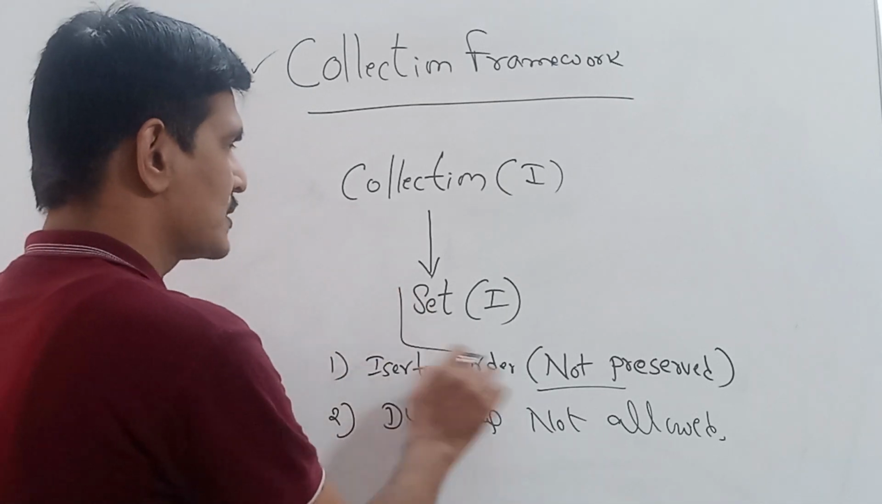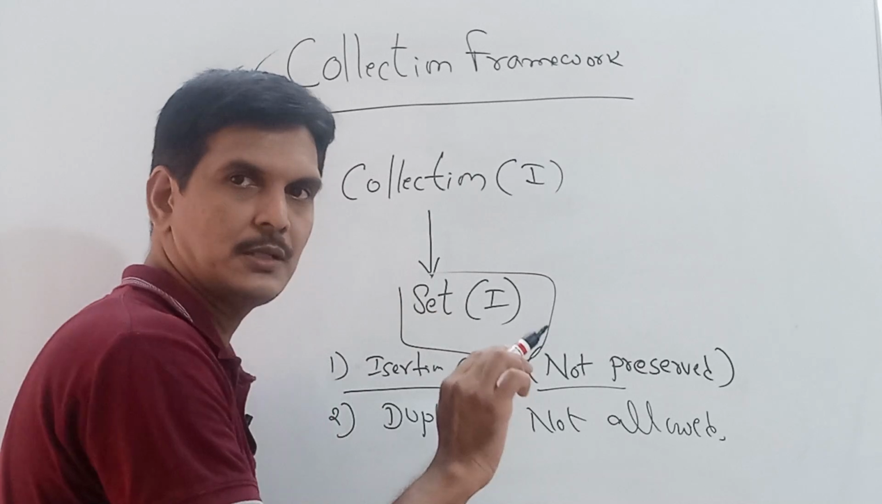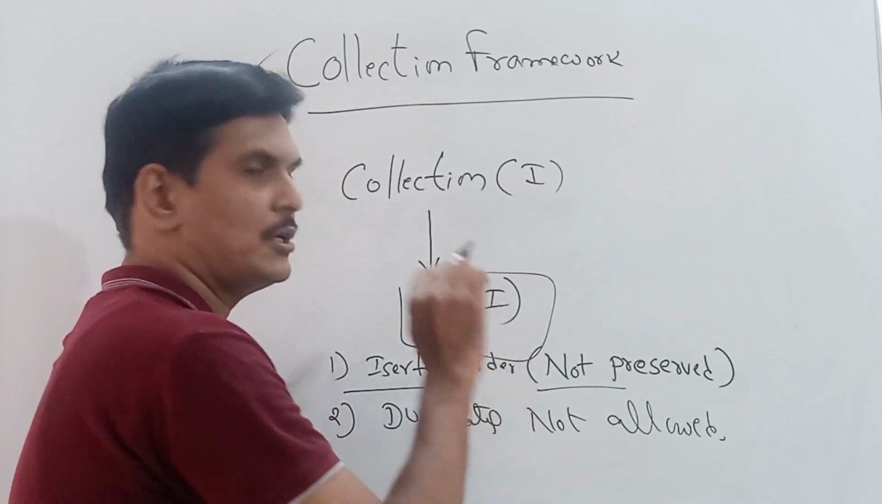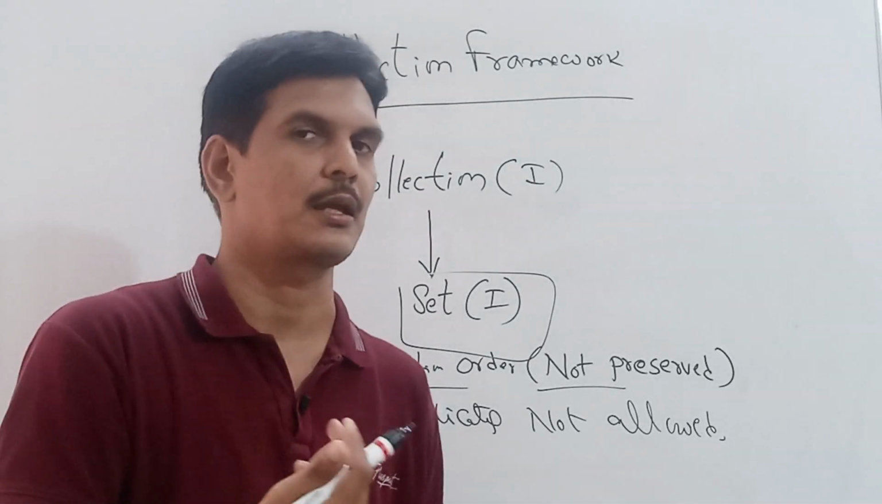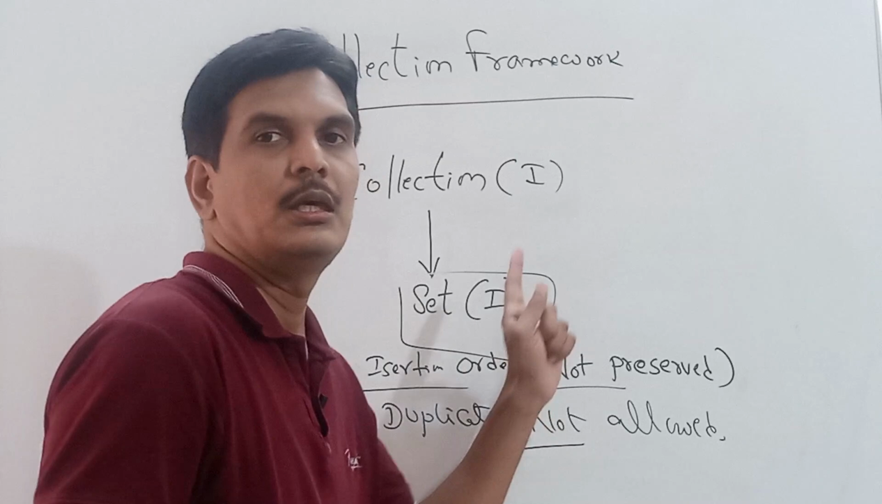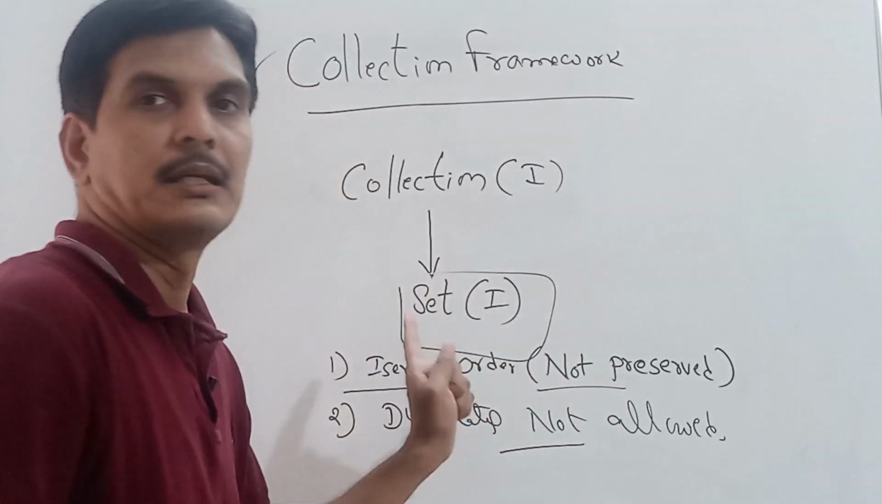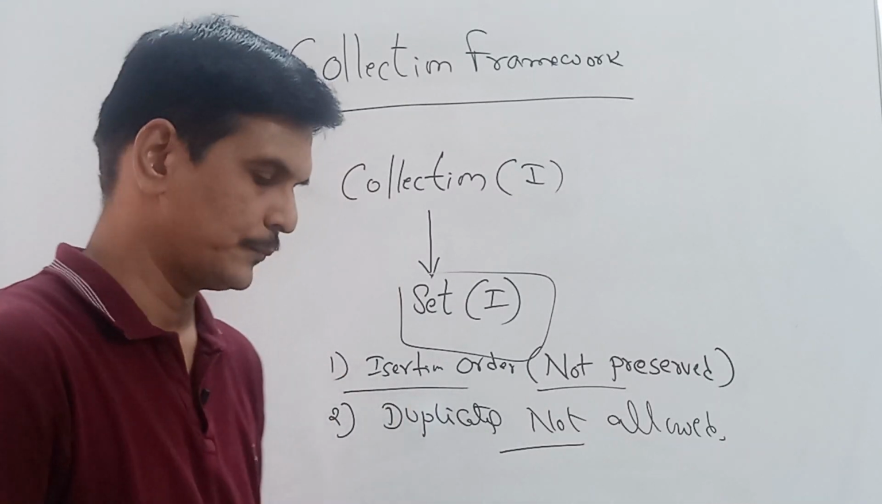So when we need to go for the set interface, the first thing is insertion order is not preserved, and duplicates are not allowed. If I add one object, we cannot add the similar object again and again. So duplicates are not allowed. In these two cases, we go with the set interface. And this is also a child interface of the collection interface.